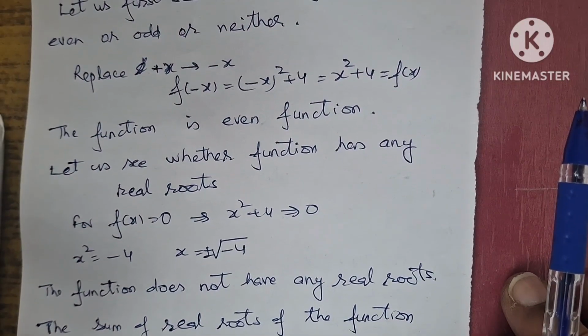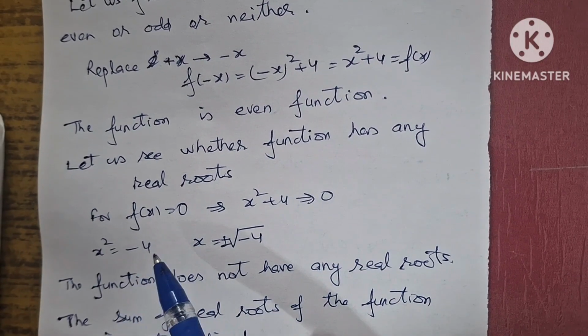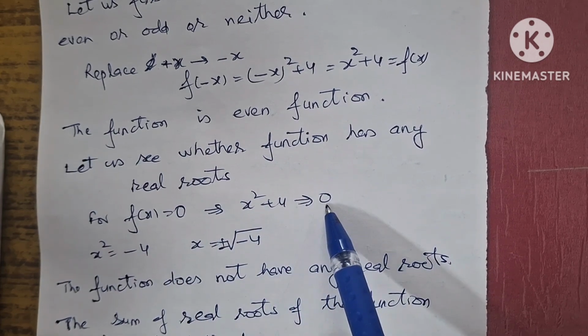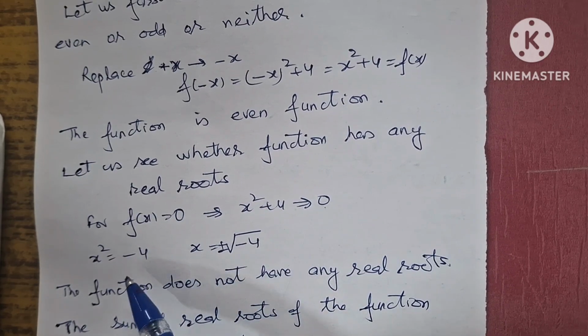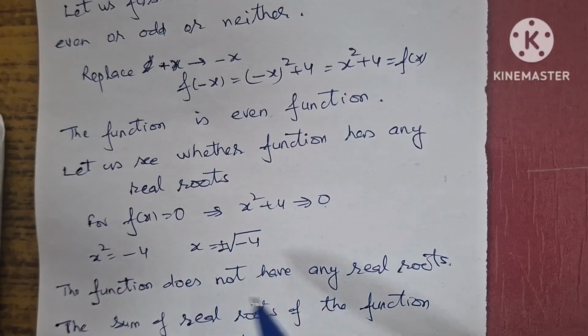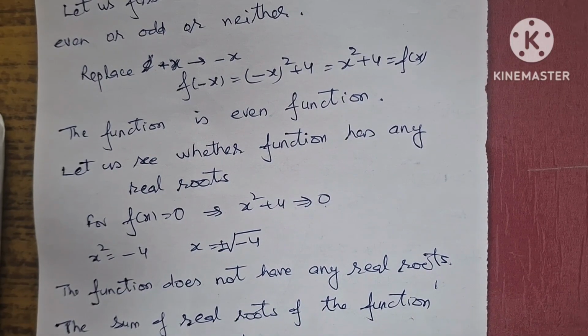Let us see whether the function has any real roots. For f(x) equal to 0, x square plus 4 is equal to 0, x square is minus 4, and x is under root minus 4. The function does not have any real roots. The sum of real roots of the function is not defined.